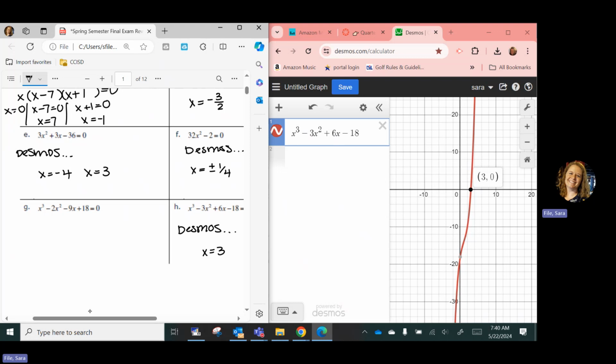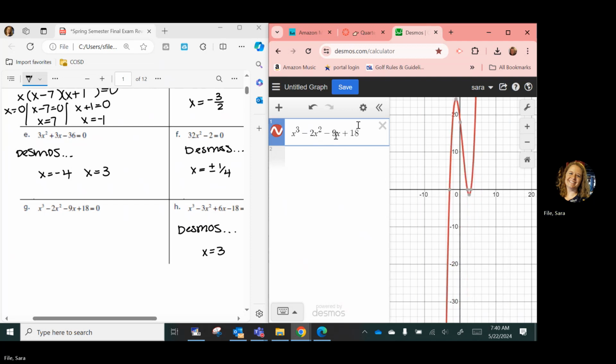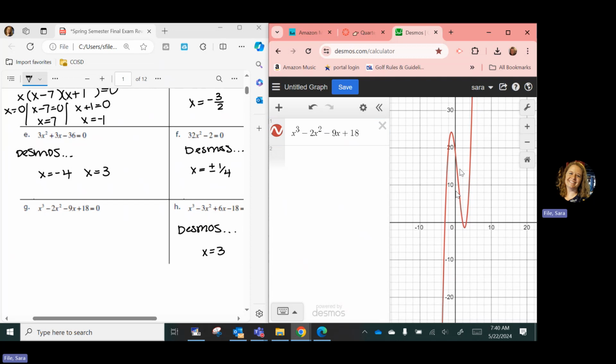Okay, let's try it for G. For G, it's x cubed minus 2x squared minus 9x plus 18. Okay, so this one is a cubic, but it changes direction a couple times. So we end up with 3 solutions.